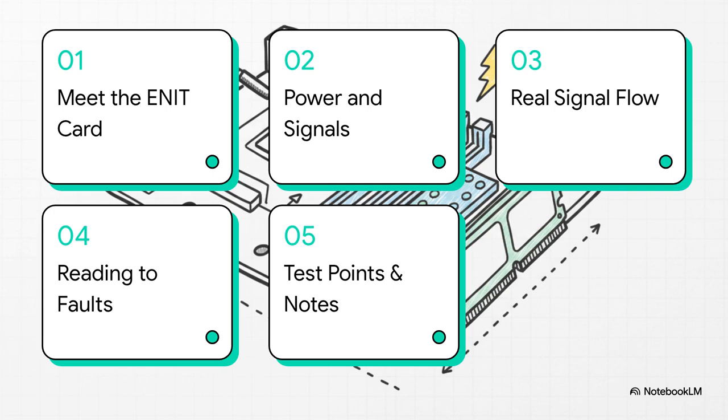So here's our game plan for this explainer. First, we'll meet the ENIT debug card. Second, decoding the power and signal lights. Third, we'll track the real signal flow. Fourth, and this is absolutely crucial, translating those readings into actual faults. And finally, test points and some final notes.